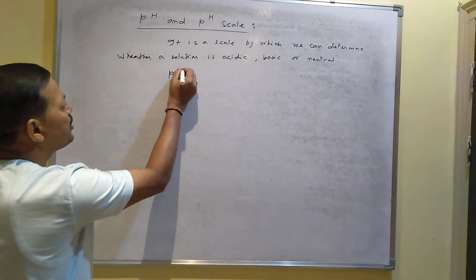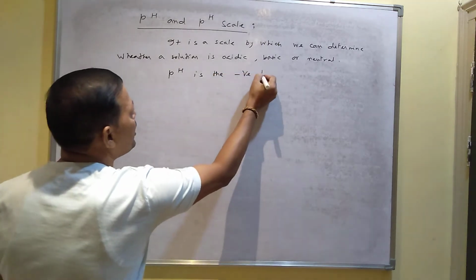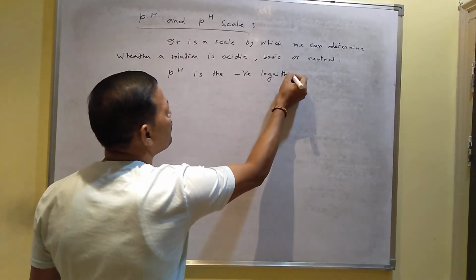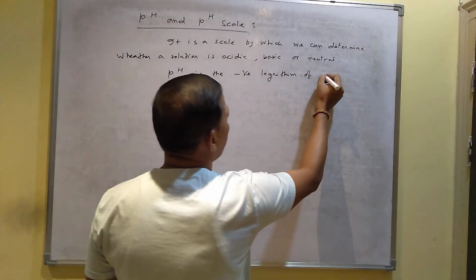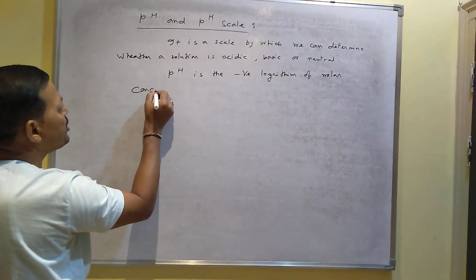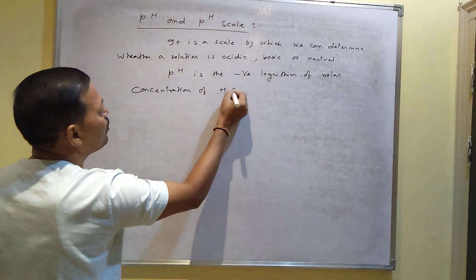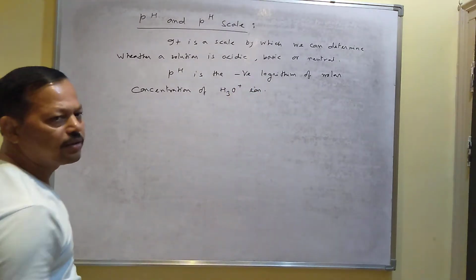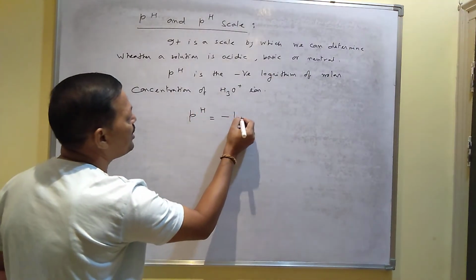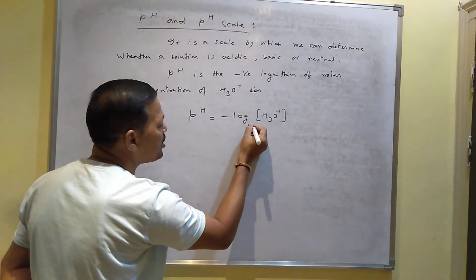This is the definition: pH is the negative logarithm of, you know the log table, negative logarithm of molar concentration, I mean molarity, of hydronium ion. And if you want to write the equation for pH, pH is equal to minus log of the concentration of hydronium ion. Here the base of log is considered as 10.